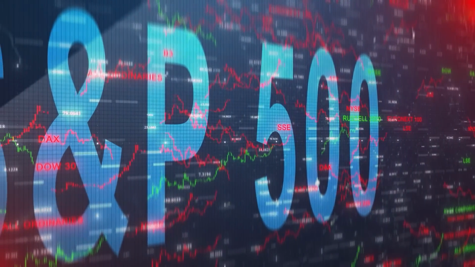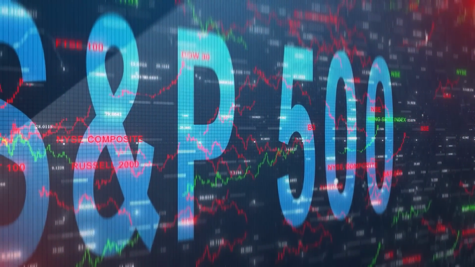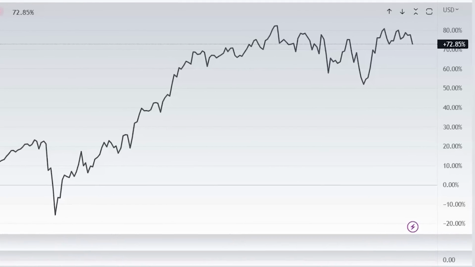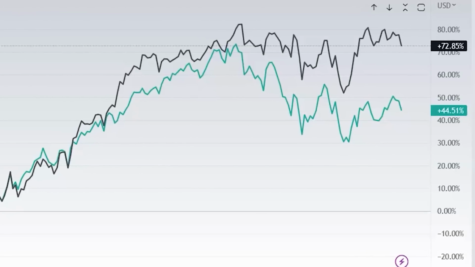The S&P 500 index, which is the index that many of us investors usually track ourselves against, is only up 44.51% over the same time period. And this is with reinvesting dividends. And the thing with SCHD is that it pays a lot of dividends, and that's one of the reasons many dividend investors love it.